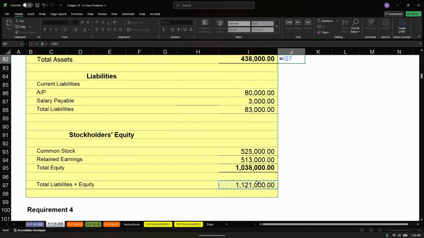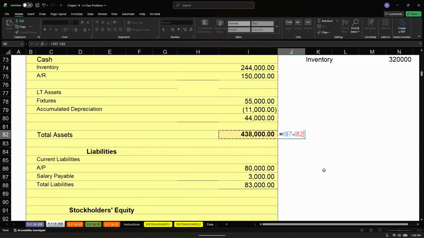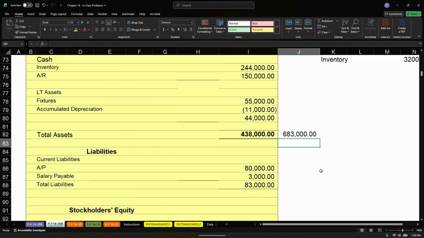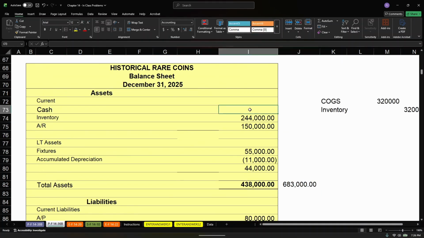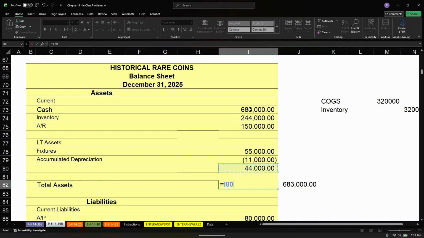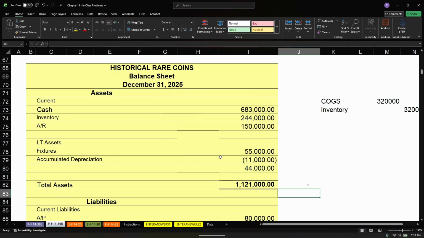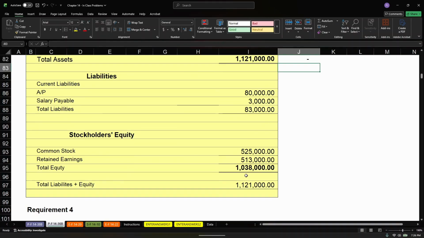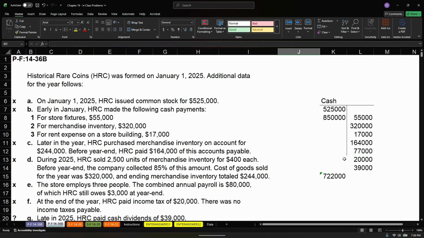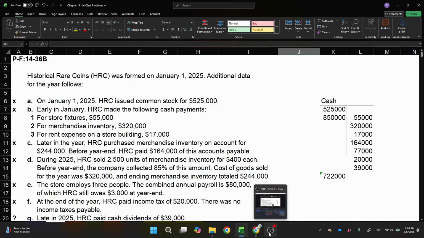If we want our accounting equation to balance, we need $683,000 more assets. And that is the correct amount for cash. So now, just to prove what I'm saying, if I add up all my assets, which is this plus the sum of all this, you can see that my assets equal my liabilities plus equity. So this is actually the correct balance sheet. Now, what we did wrong here, let's pause and think about it. I'm going to pause and think about it.